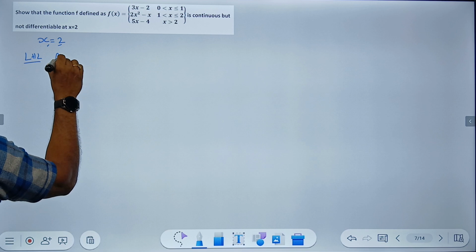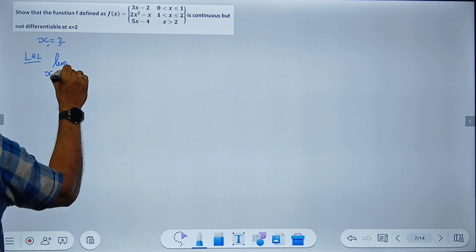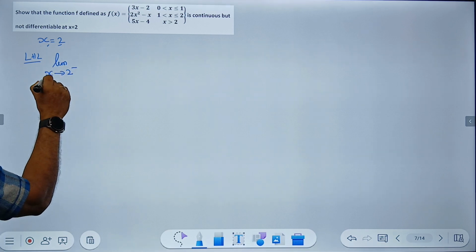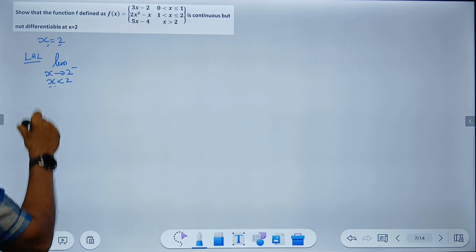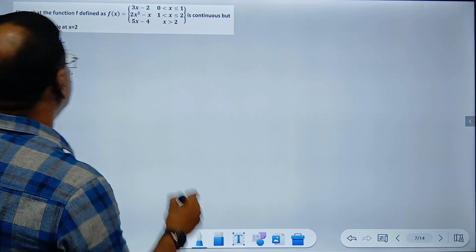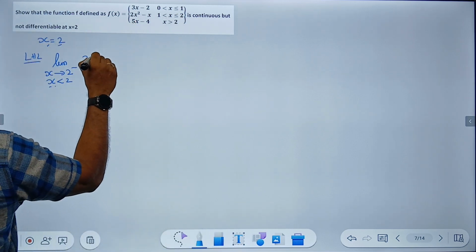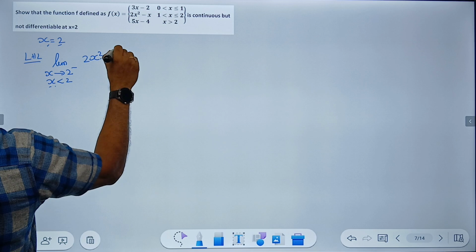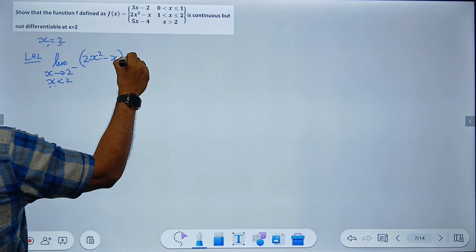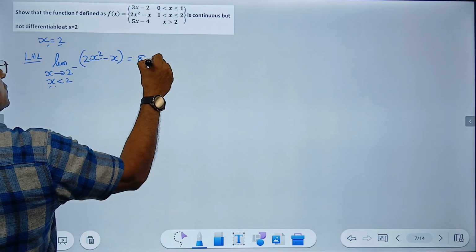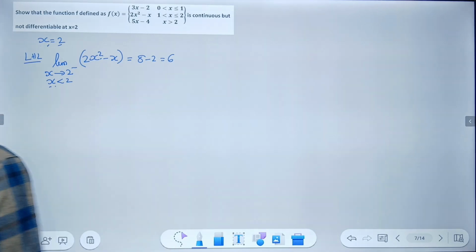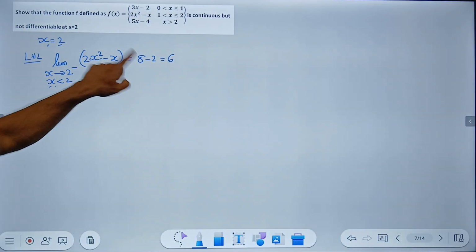Limit x approaches 2 minus. 2 minus means it's less than 2. Less than 2 means I have to use the second function. What is that? 2x square minus x. So when I apply the limit, it becomes 8 minus 2, which is 6. Correct? 8 minus 2, which is 6.